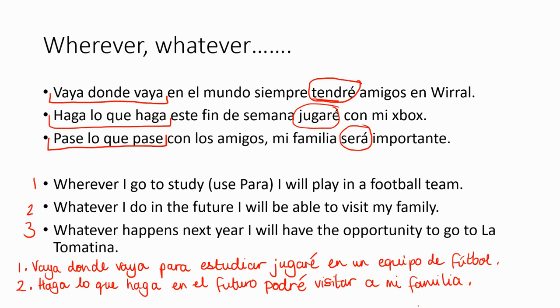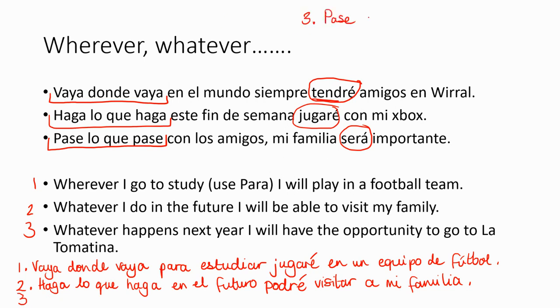Okay, and our last one. Whatever happens next year, I will have the opportunity to go to the Tomatina. So let's have a look. I'm not going to be able to write here, I don't think, am I? No, unless I keep my pen on the board. I'll go over here. Okay, so whatever happens next year, let's go up here.